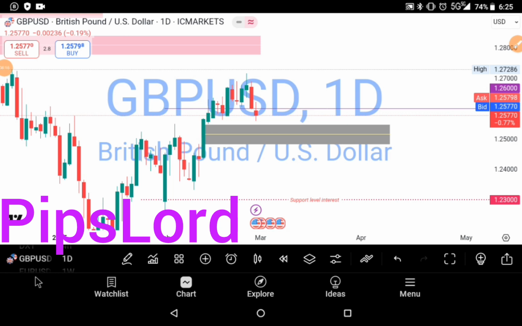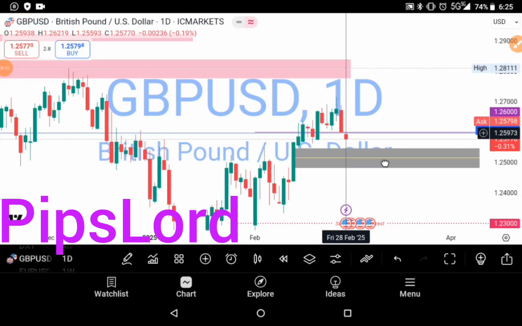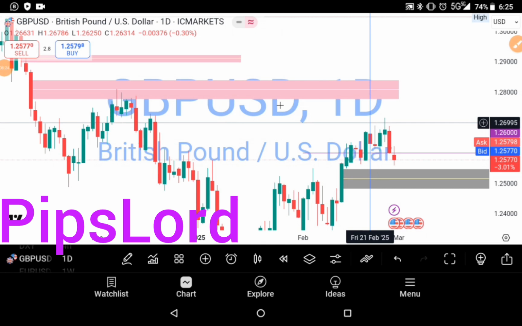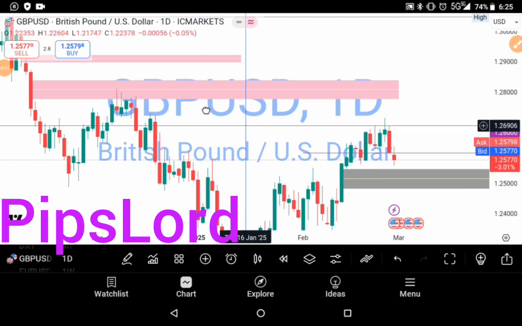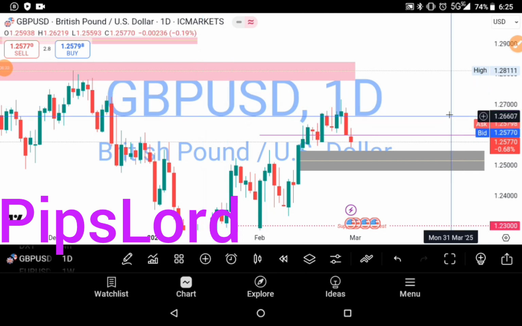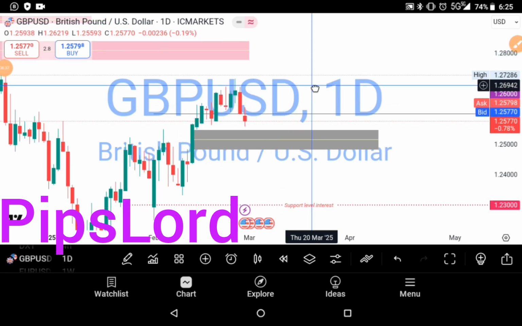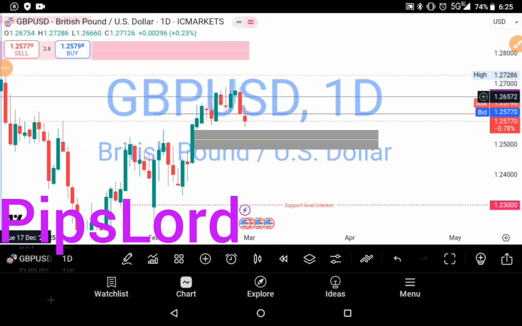The month is still fresh. But on cable, I still prefer to go up because we still have some movement above here. I'm still interested in that level, the 1.27 big figure and 1.27500. So that is that.